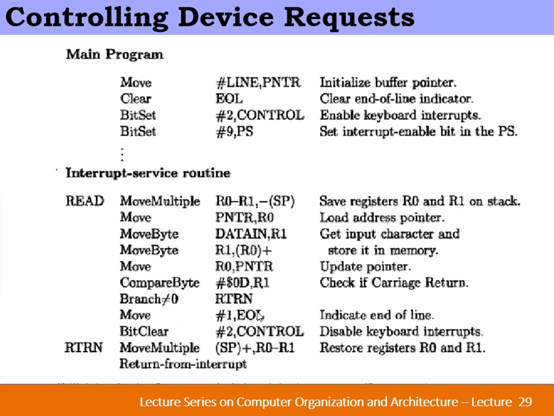Otherwise we need to set certain things. End of line becomes equal to 1 and the control register becomes equal to 0. Bit clear means make the control register bit number 2 as 0. So finally you can pop the registers and return from the interrupt.